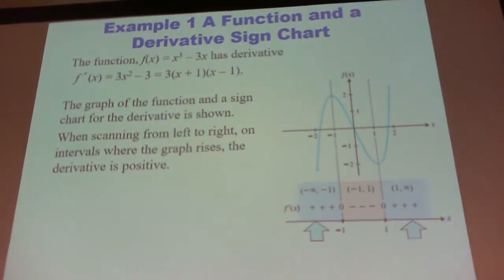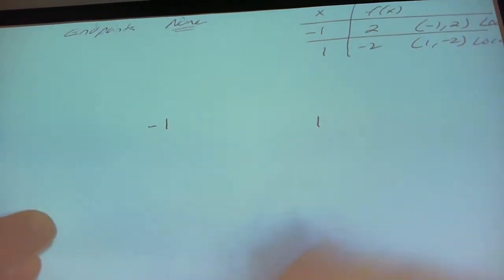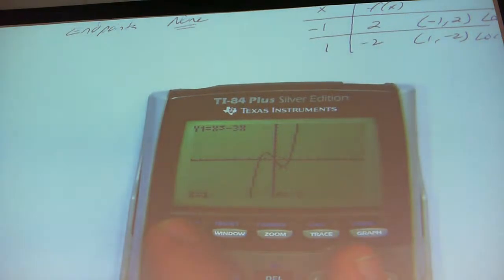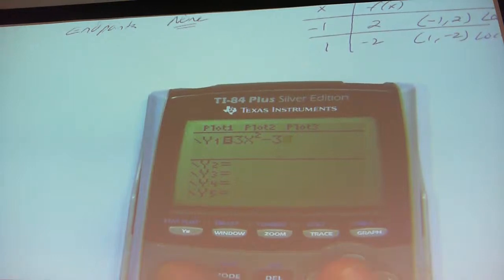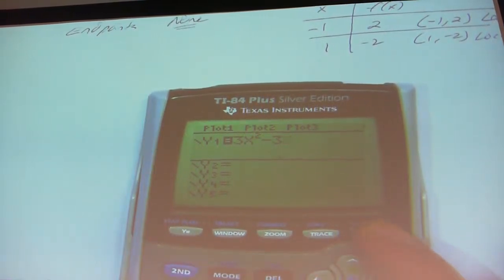Okay? So again, if you're a little confused by that, how do they make a sign chart? Here's how they make a sign chart. What were the two numbers that we found? -1 and 1. Are we okay? So we're going to draw a line here and a line here. We're going to go to our calculator, go to y1, but don't put in the original, put in the derivative. What's the derivative? 3x squared minus 3. So in the calculator, we put the derivative. Okay? Go to the table, second graph.